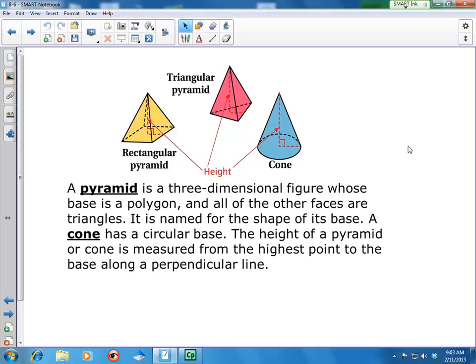The height runs perpendicular to the base and the top. That's why you have all of these pictures here that show the height. It comes off the base and goes straight up to the tip. That is our height. Whenever you are finding your volume for these shapes, you need to make sure that you use that height, not the side. Don't use the slant height because that's going to give you the wrong answer.